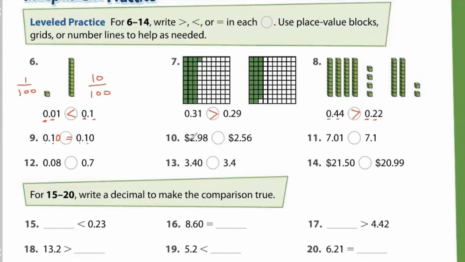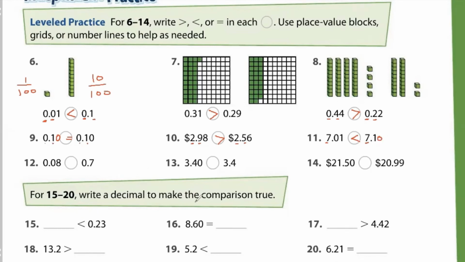Number 10, I will compare from the left. 2, 2, 9 and 5. 9 is more. Open the mouth. Here 7 and 7. 0 in the tenths and 1 in the tenths. So 1 is more. Open the mouth to the big number. Or I can make the decimals both hundredths. I will put 0 here. 1 hundredth or 10 hundredths. So 10 hundredths is more.